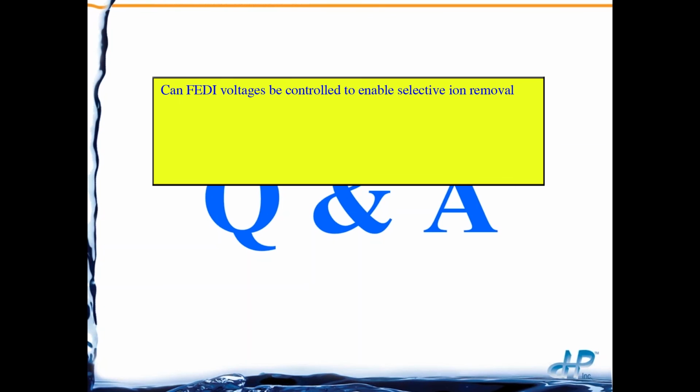Can Fedi voltages be controlled to enable selective ion removal? Yes, and that's the beauty of these 2 stages and having these 2 electrodes of the dual voltage, where we can control the ion removal in either stage, primarily probably the first stage, because when you begin to split water, it's a lot more difficult. But yes, we can control that ion removal in the first stage.